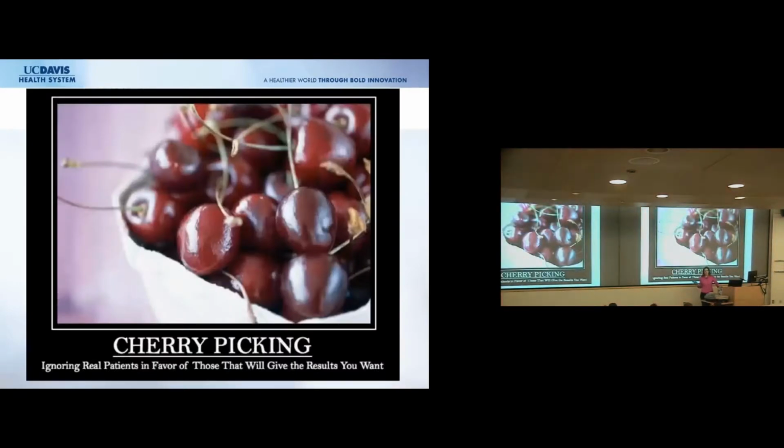So cherry picking: ignoring real patients in favor of those that will give you the results that you want. Now some of us would argue this is something we do every day as surgeons. And that's really what I'm going to talk about today, the surgical decision-making process, how we go through it, what it means, and the areas of improvement that can be made to help us make really good decisions for our patients.